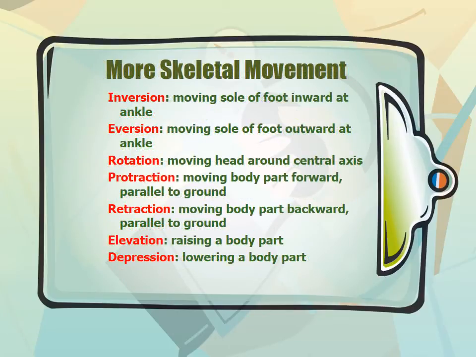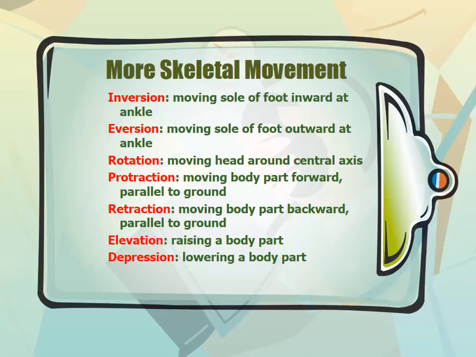We also have what is called inversion, which is moving the sole of our foot inward at the ankle, so moving it towards the inner part of our body. And then you have eversion, which is actually moving the sole of that foot outward at the ankle. Rotation is what we do with our head, moving our head around a central axis. This is called rotation. Protraction, this is moving a body part forward and parallel to the ground.